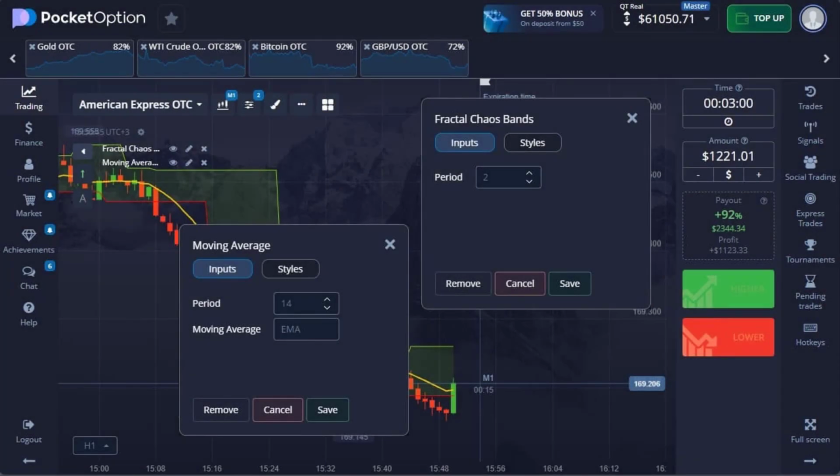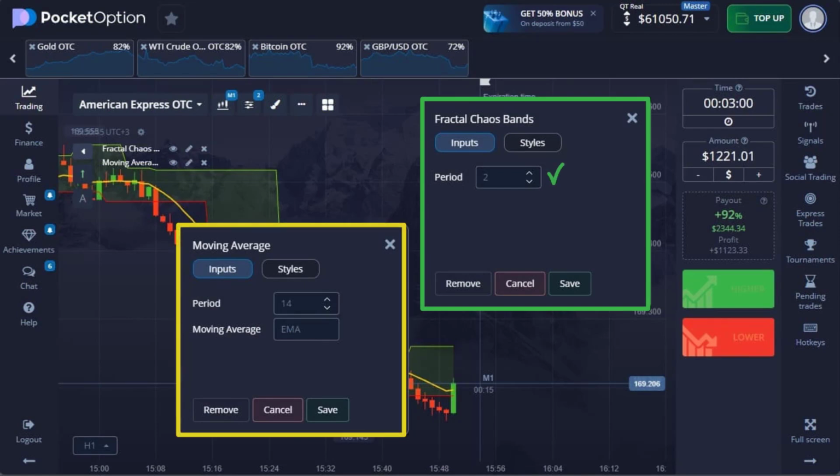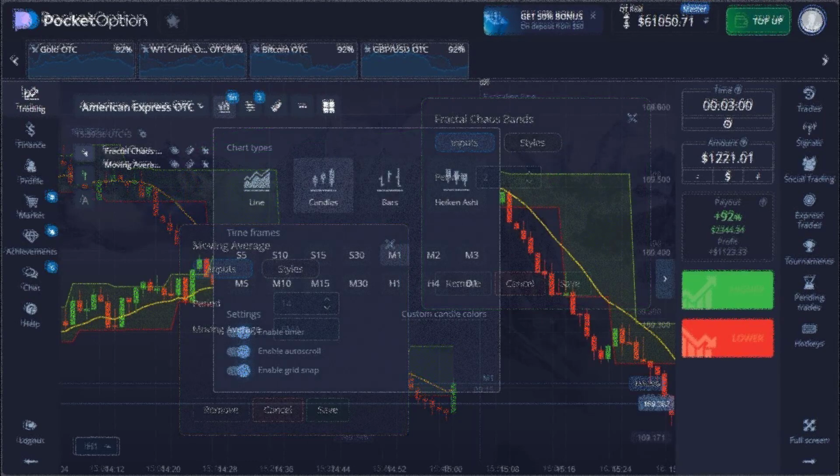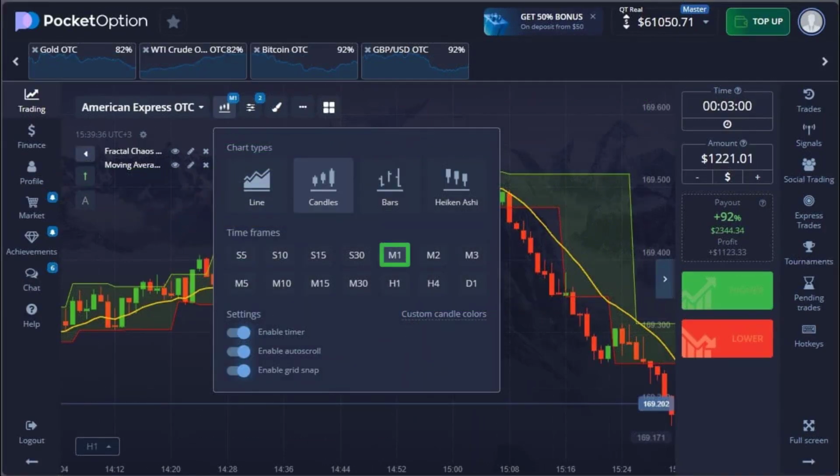Then we need to set the calculation period for each indicator. For Fractal Chaos Bands, the calculation period is 2 candles, and for the exponential moving average, it is 14. To do this, click on the pencil icon and set the necessary parameters. After that, you should set the chart time frame to M1. You can do this by clicking on the icon with the image of a candlestick chart and selecting the appropriate period. Don't forget to activate the Enable Timer, a very useful function that shows how much time is left until the current candle closes.